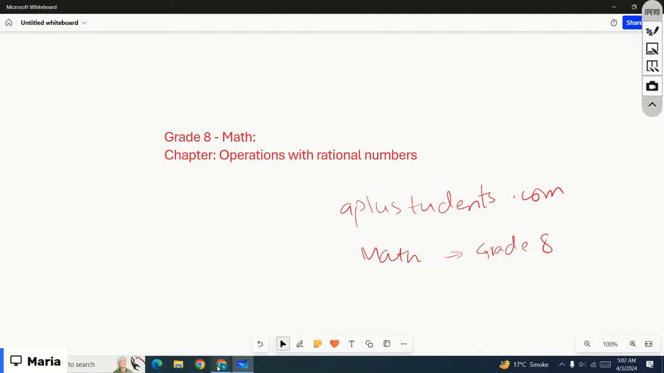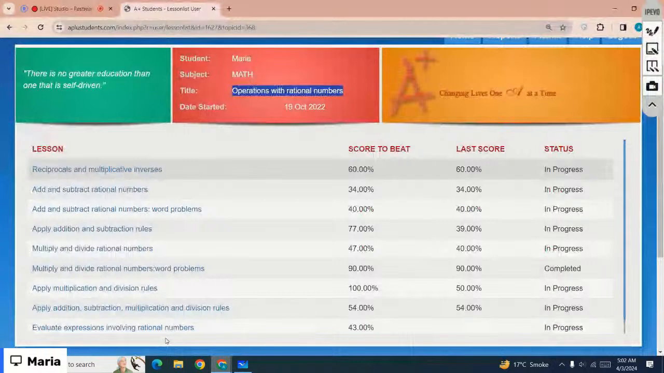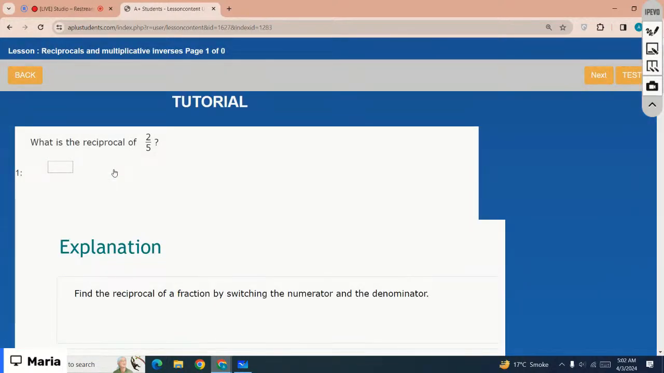So here I am on grade 8 math. We're going to start with the lesson operations with rational numbers. Let's start with the first one, that is reciprocals and multiplicative inverse. What is the reciprocal of 2 over 5?